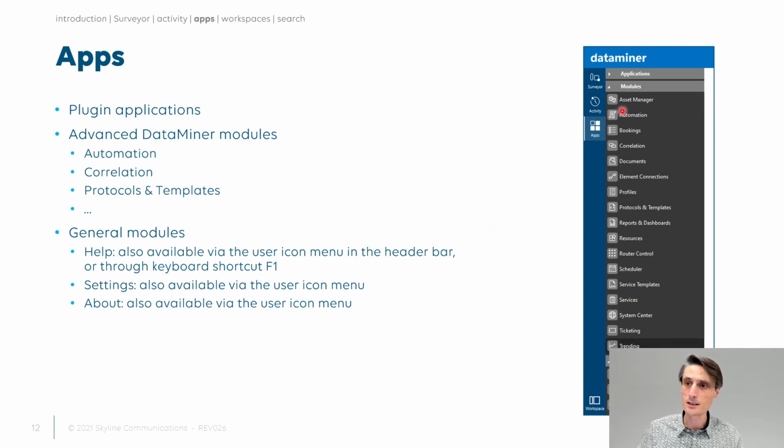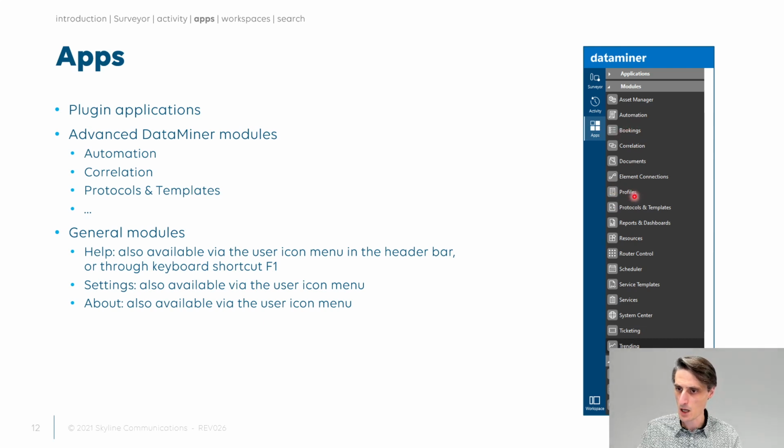Okay, so the next tab page that I want to show there is the apps. The apps allow you to access a series of DataMiner modules, as you see here. A lot of these modules might not be available depending on your security, because some modules are more administrative, for instance creating automation scripts, bookings, correlation, protocols and templates. That is something we will get back to in the administrator part.